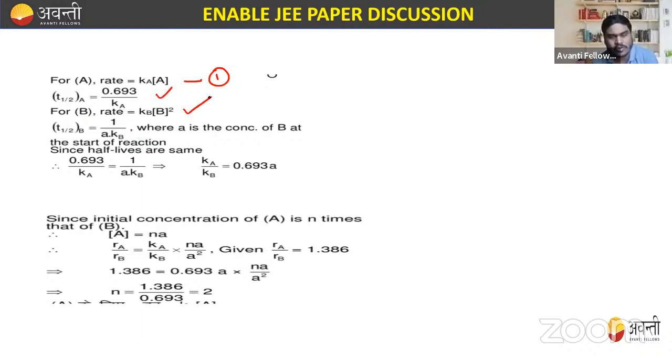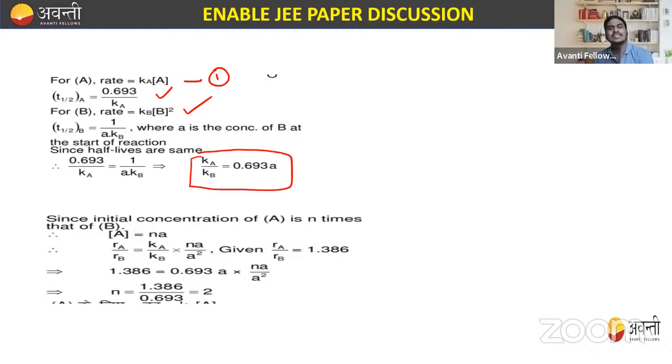And for B, it follows second order kinetics. So the rate is equal to Kb into B squared. What is the half life? That is 1 upon a Kb, where a is the concentration of B at the start of the reaction. Right. Now, since the half lives are the same, since for both the reactions it is given, we can easily calculate the ratio of Ka by Kb and it comes out to be 0.693 a.